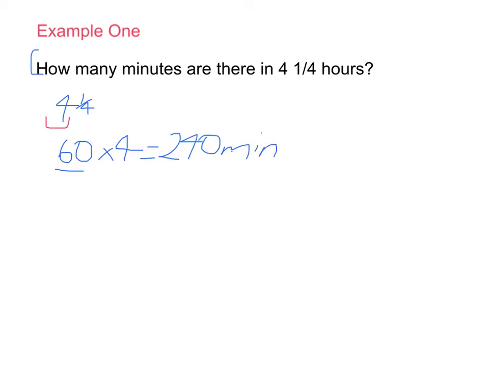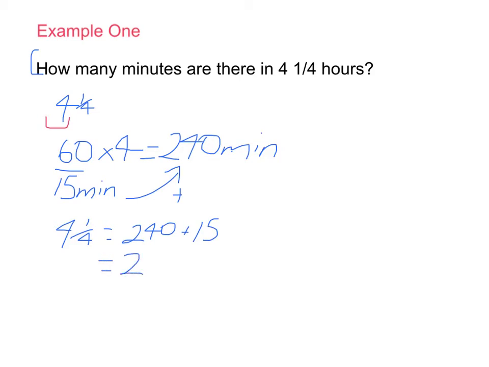in 4 hours. But the question's asking me for 4.25 hours. So a quarter of an hour. What's another way of writing a quarter of an hour? We can work that out really easily. Quarter of an hour, 15 minutes. So I've got 240 minutes plus 15 minutes. Altogether, 4.25 hours equals 240 plus 15 equals 255 minutes. See what I've done there, guys?